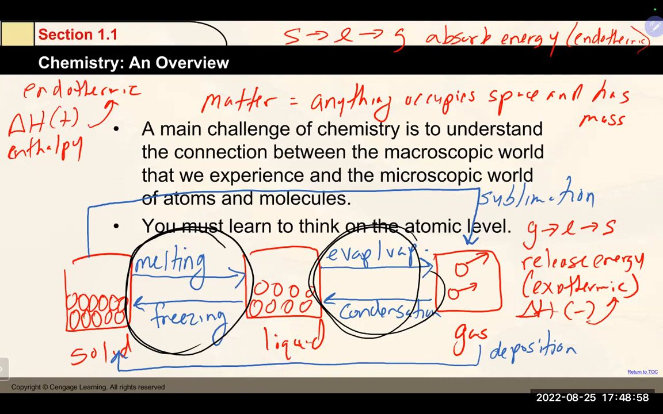We'll take a look at it in a later chapter, but exactly at those points you get a plateau line in terms of temperature. And that's where those phase transitions occur. And we'll also talk a little bit about it.